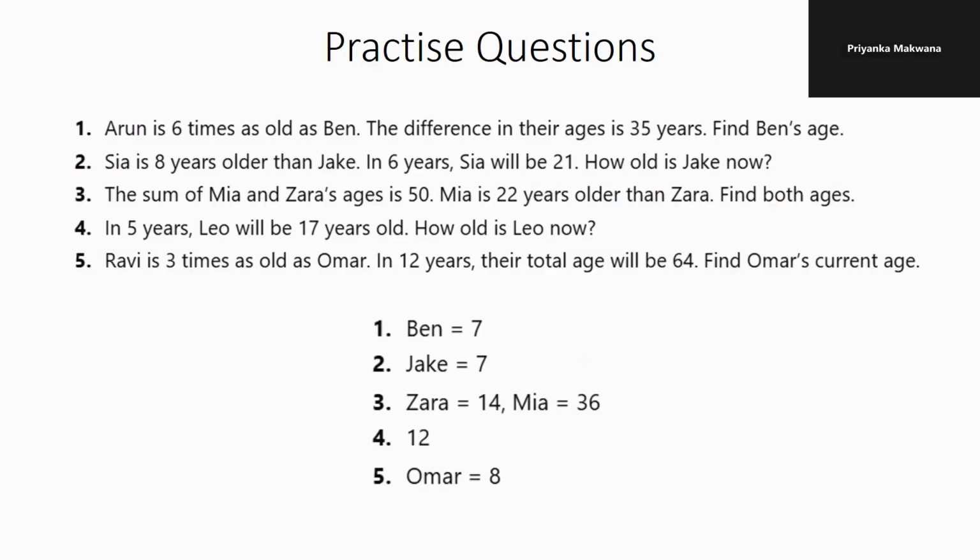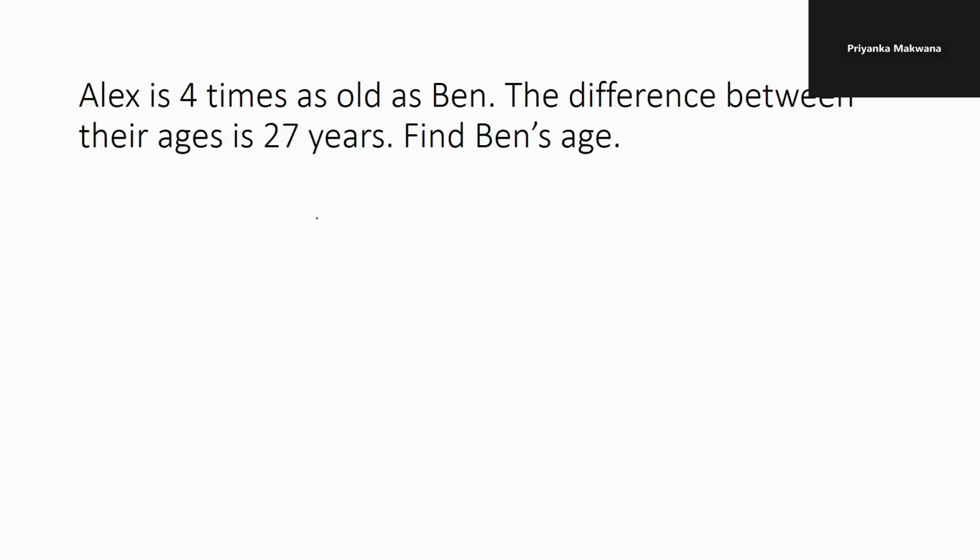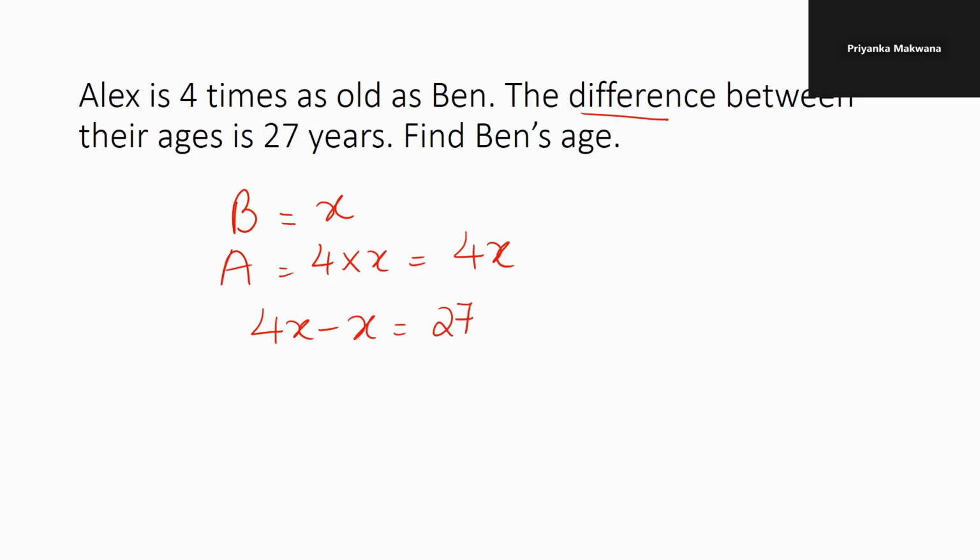Okay, right. I have another example as well to show you. So Alex is 4 times as old as Ben. We don't know how old Ben is, we don't know how old Alex is. But we do know that Ben's age is x and then Alex is 4 times Ben, so it's 4x. Now the difference between their ages is 27. So 4x minus x equals 27. 4x minus x is going to give us 3x equals 27.